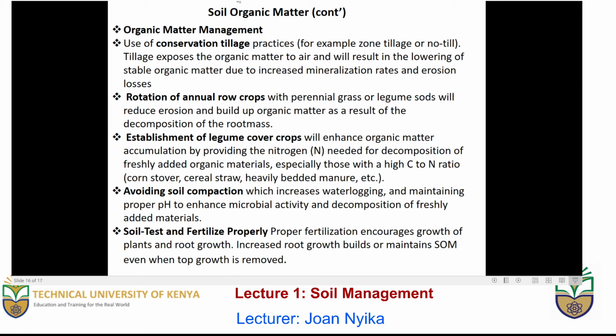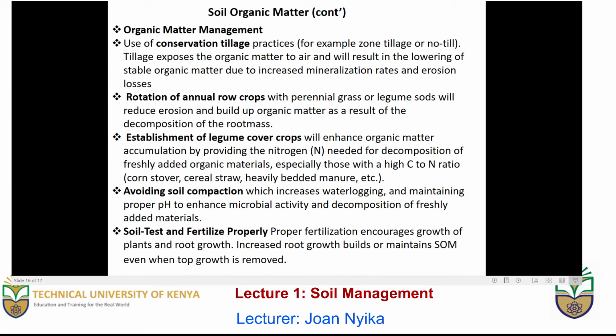Soil organic matter. Remember when we talked about different types of soils, we talked of soils called aridisols. These are the soils we commonly have in Kenya. They are found in arid areas and they are deficient of organic matter. What can we do to increase the amount of organic matter in these soils?